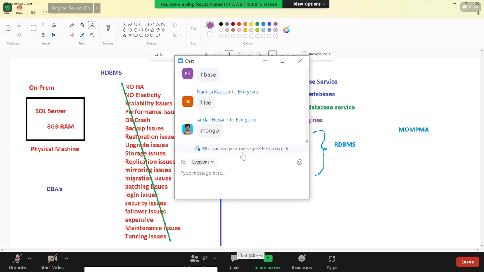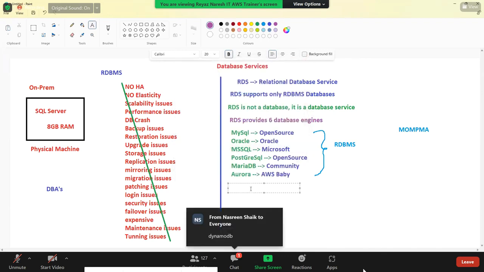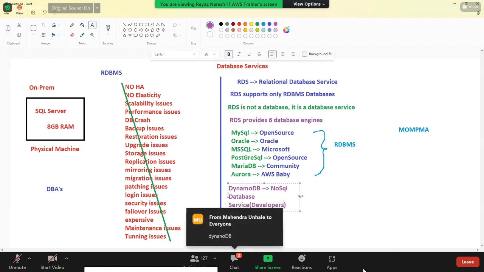But AWS also needs to introduce its own NoSQL database, no? Because all the customers will go to MongoDB or HBase or Cassandra. So AWS is also now providing a database called DynamoDB. This DynamoDB is the NoSQL database service in AWS. It is mostly used by the developers because there you go and create tables, etc. These are non-relational.